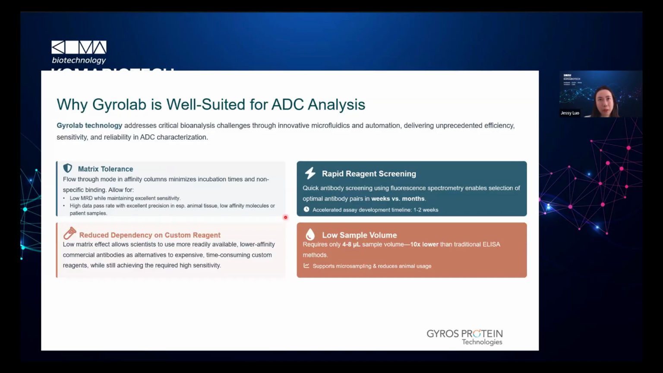And because this is an automated platform, we can support very fast reagent screening. We can also help if there is limited reagent, especially for specific antibodies when there is a limited amount, or if you want to reduce the cost of the reagents used for bioanalysis. This platform is quite useful because we don't need to consume a lot of reagent and samples. And lastly, the sample volume is quite low.